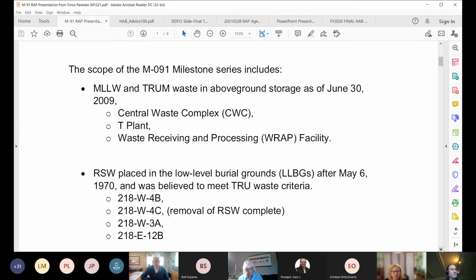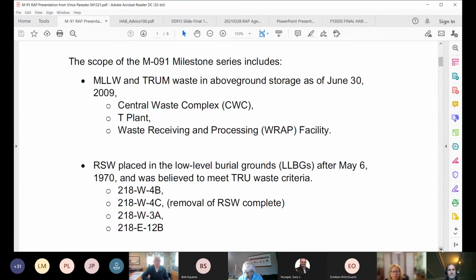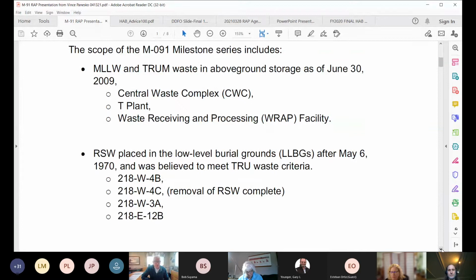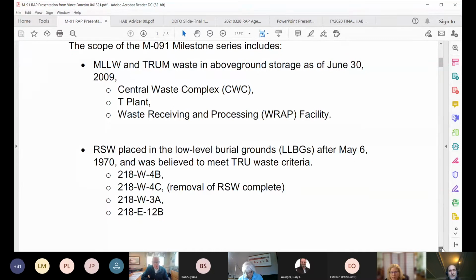What surprised me on M91 is that it only applies to retrievably stored waste in 4 burial grounds. These are burial grounds that received TRU material after May 6, 1970. Only 4. And by the way, not all of those 4 in full, just scattered amongst them. In one of those burial grounds, I think it's 4B, there are only 2 trenches out of the large number of trenches that had TRU material in. Let's go on to the next slide.